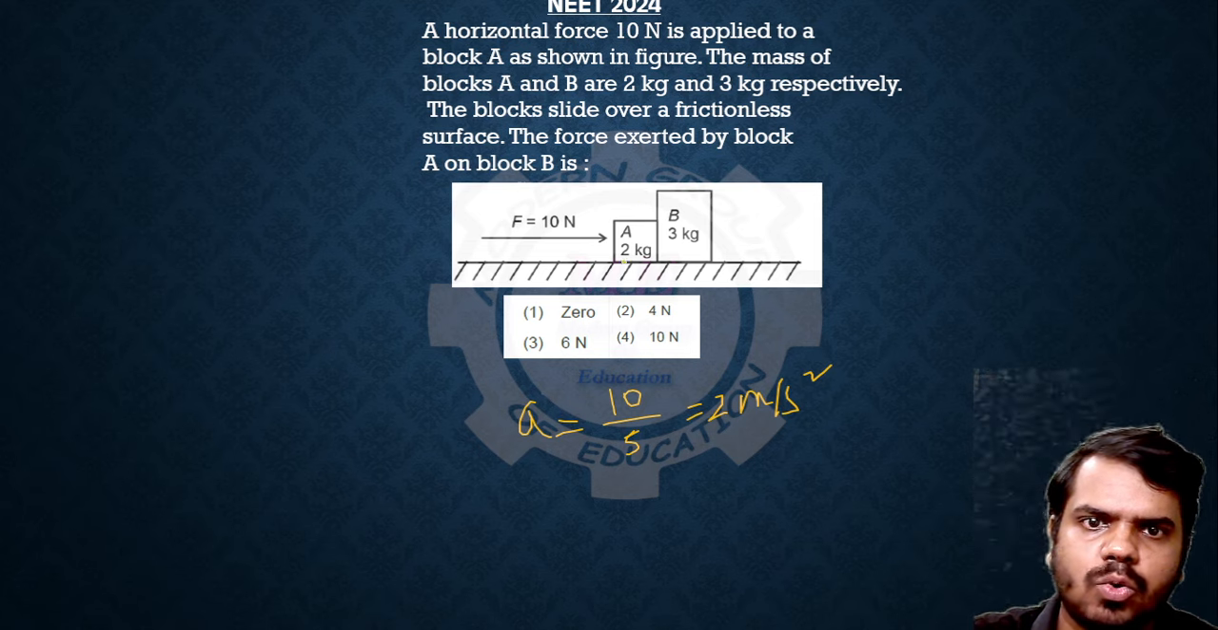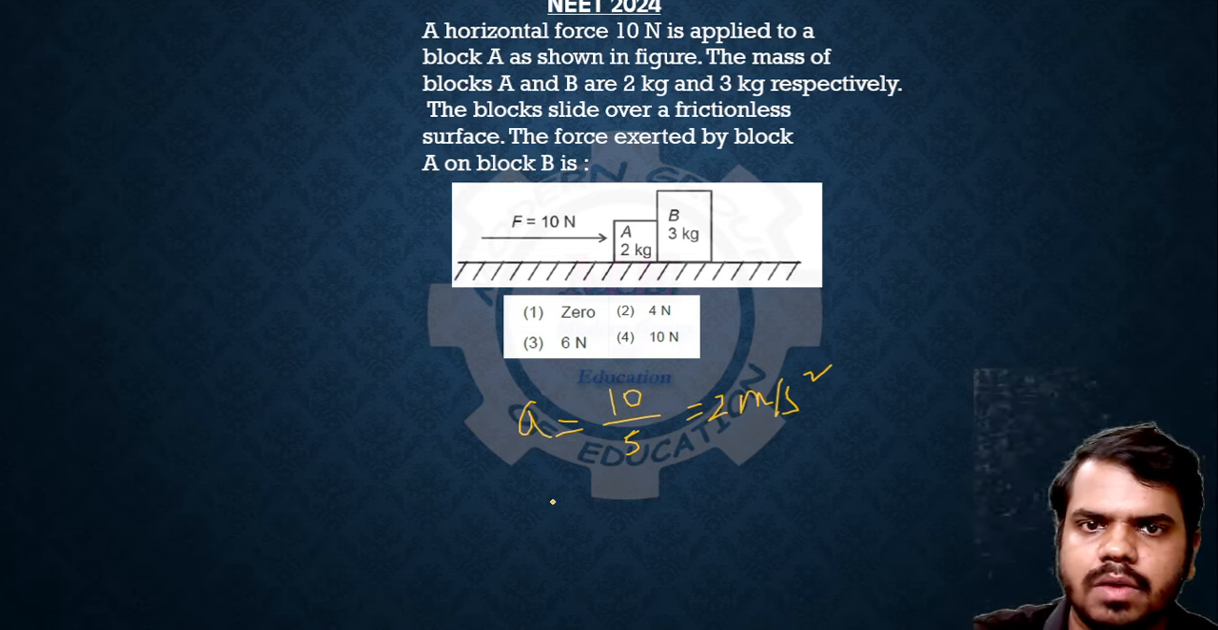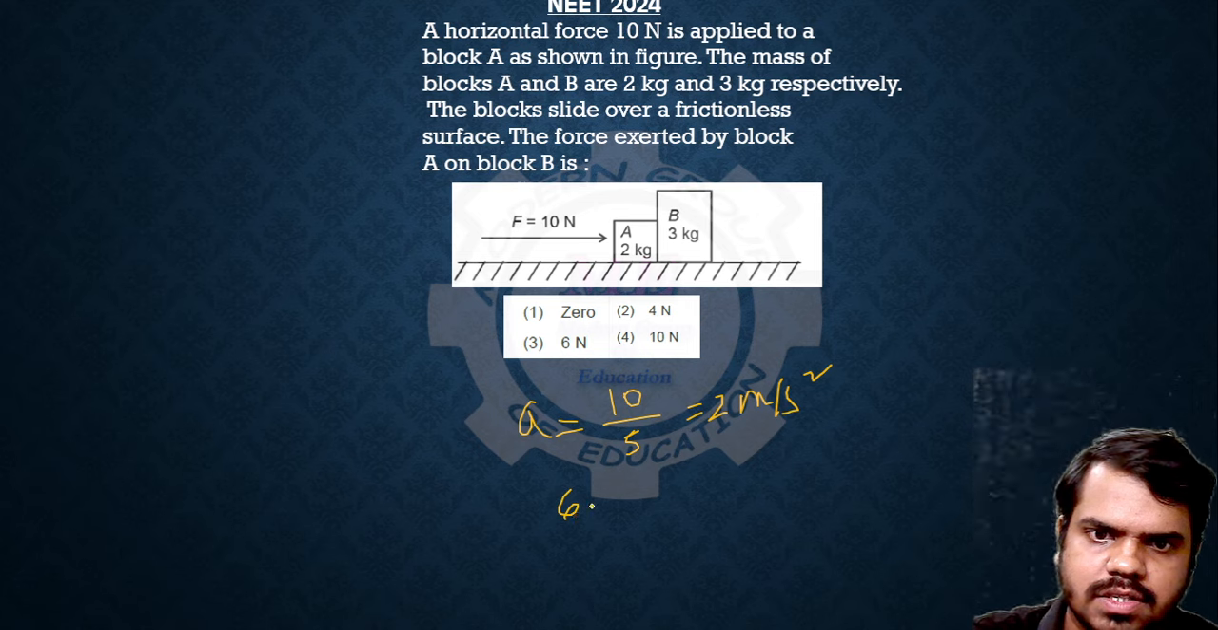So A will drop 2 into 2, 4, from 10. If we drop 4, that means 6 will get B, the force 6 Newton. So the answer is 6 Newton. Okay.